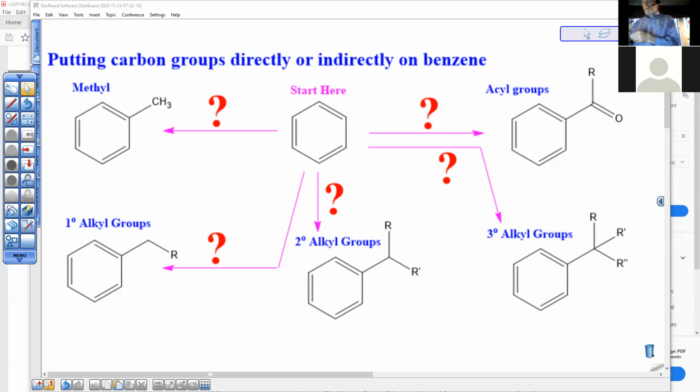And we've had some good requests. One of them was, can you go over how we put groups on benzene, carbon groups? And we're going to do that right here.